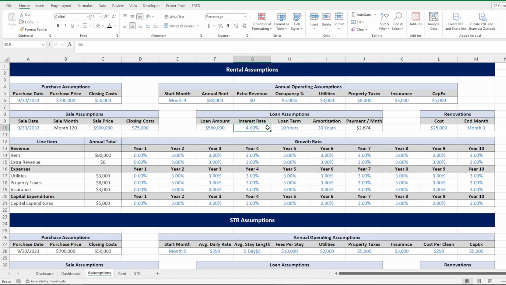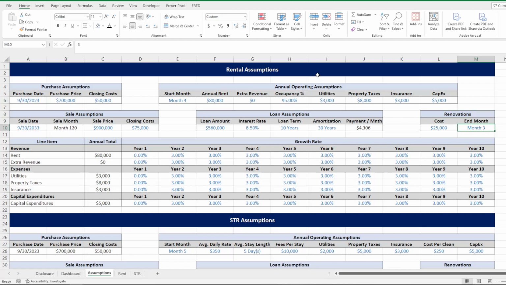I have 4%, that's an oversight. I think this is more like it. You can enter in the loan term and amortization as well. Renovations, so if you're planning on renovating the property before renting it out to somebody, you can put in the cost, and then you can put in how you want to straight line this cost over how many months. So this would be $25,000 over months 1 through 3.